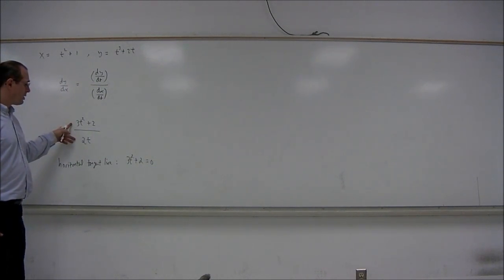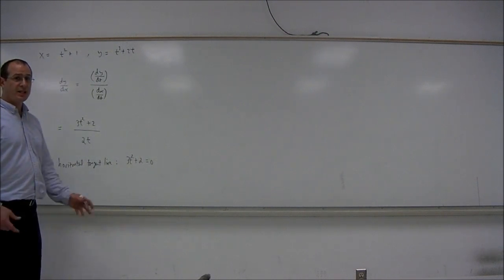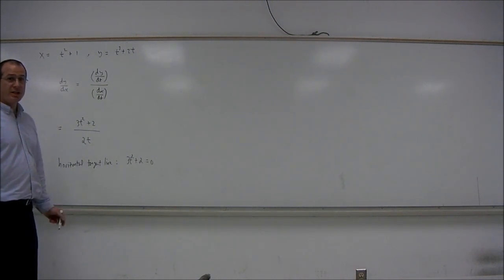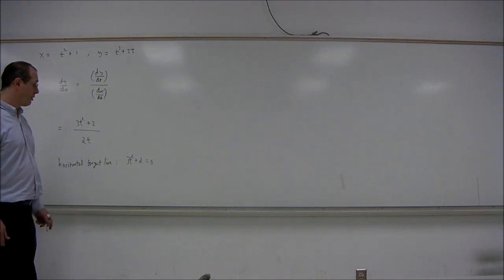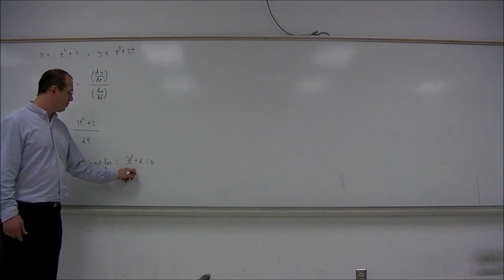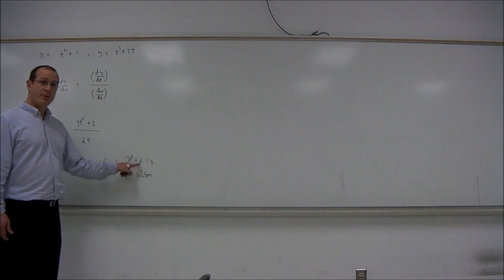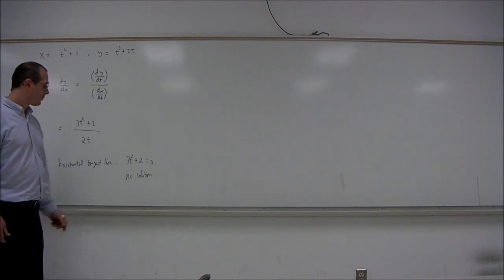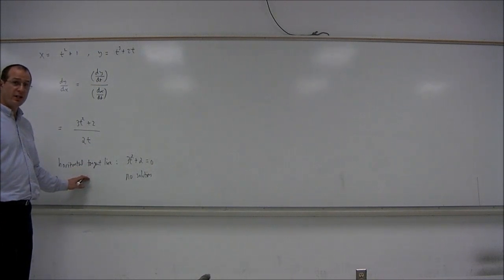A fraction is equal to 0 precisely where the numerator is equal to 0, provided that at that same t value, the denominator is not 0. So let's look at this equation. Setting the numerator equal to 0, 3t squared plus 2 equals 0. This equation has no solutions. 3t squared plus 2 is always at least 2. So our curve has no horizontal tangent lines.